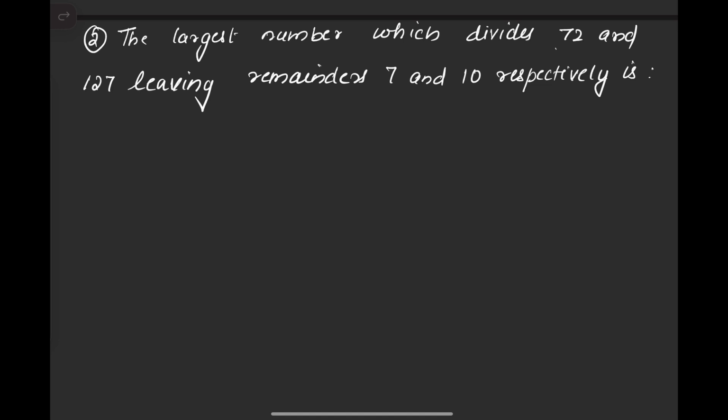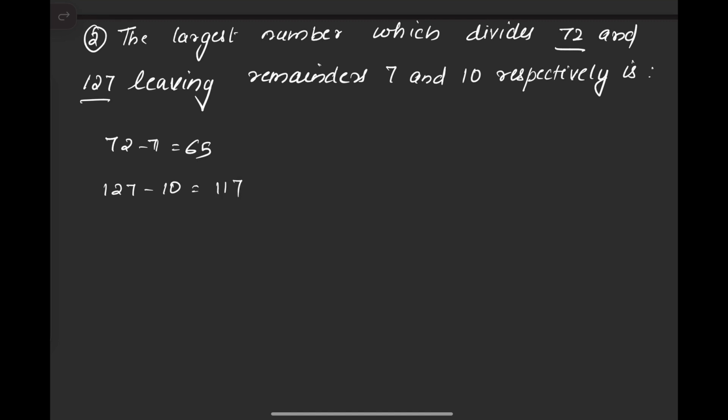So 72 and 127 are the two numbers. The remainders are 7 and 10. First, we have to subtract these remainders from the given numbers. So 72 minus 7, that is 65. And the next is 127 minus 10, that is equal to 117.